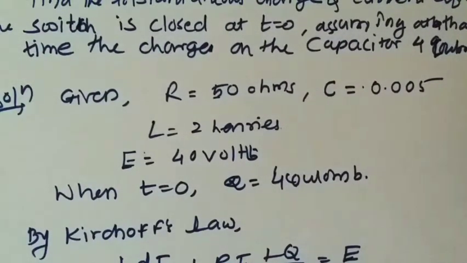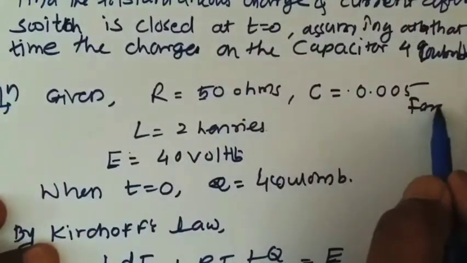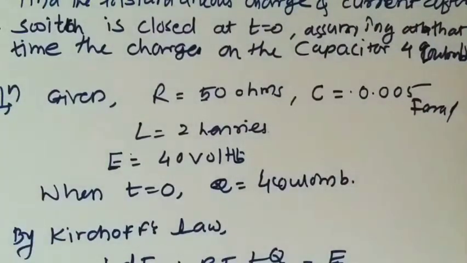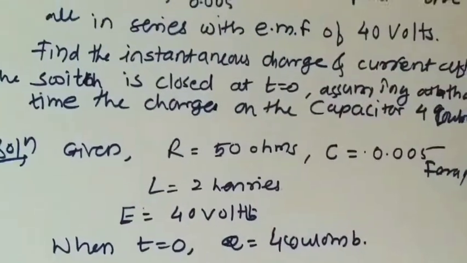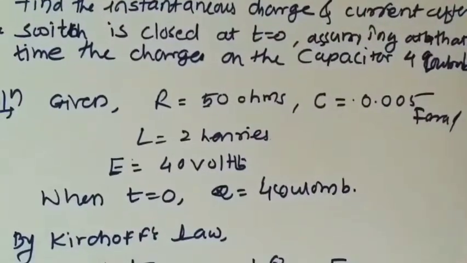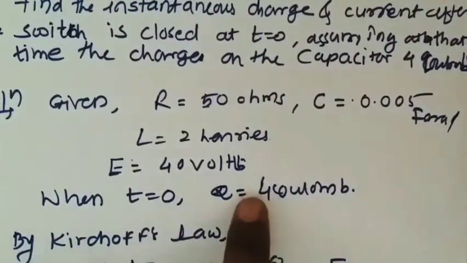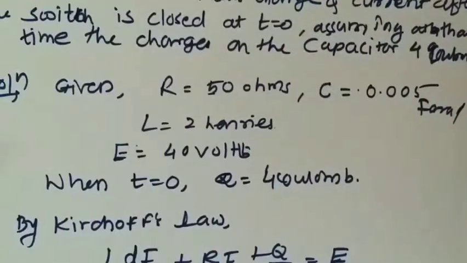Resistance value is given as 50 ohms, capacitance is given as 0.05 farad, inductance is 2 henries, and EMF is 40 volts. EMF I have denoted by capital E. And one more condition is given: when t equal to 0, at that time q is 4 coulombs. This initial condition we are going to use at the end.